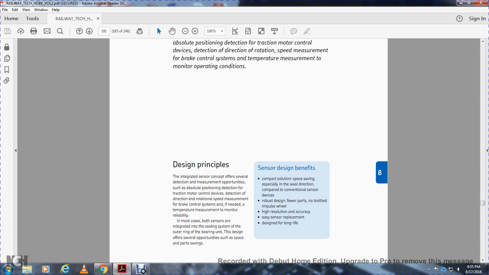The design benefit is a compact solution saving space, especially in the axle direction, compared with a conventional sensor device. It has a robust design with fewer parts than the conventional impulse wheel, with high resolution accuracy, easier sensor replacement, and a design for longer life.